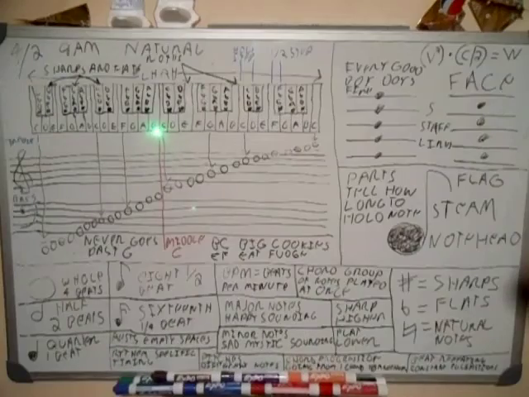So you have C, then you have C sharp, D flat, then you have D, then you have D sharp, E flat, then you have E and F, Eat Fudge. You always skip the sharps and the flats there. And then you have F, and then you have F sharp, G flat, and then you have G, and then you have G sharp, A flat. And then you go back to A.